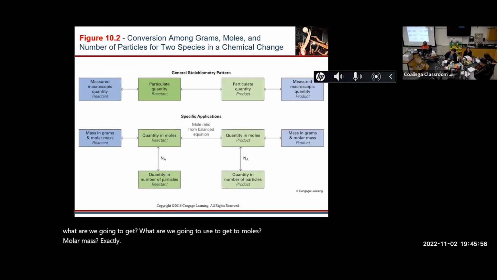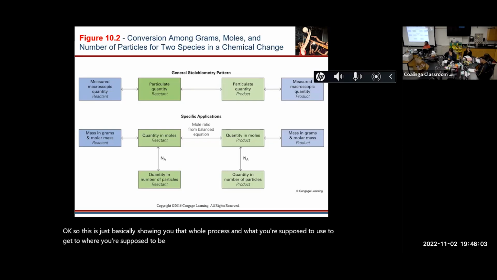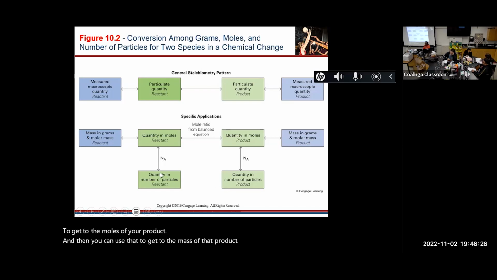So this is basically showing you that whole process and what you're supposed to use to get to where you're going. If you're given the mass in grams, you use molar mass, and that gives you the moles of your reactant. Then you use a balanced chemical equation, that ratio, to get to the moles of your product. Then you can use that to get to the mass of that product. And then you can also go to particles if you choose to.